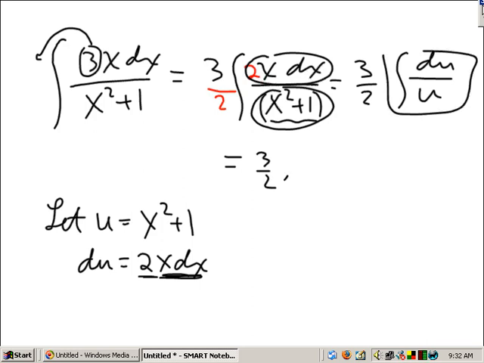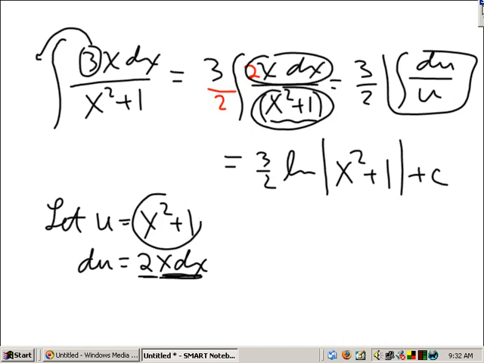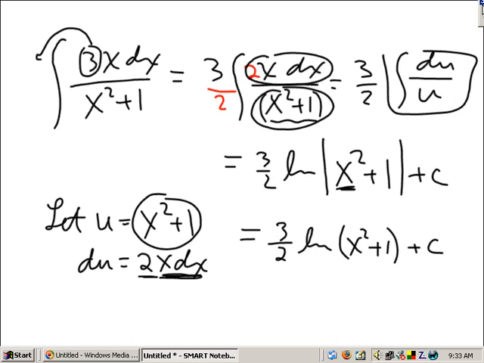But I know that integral. It's ln of the absolute value of u plus c, and u happens to be x squared plus 1. Now, I claim that this is equal to 3 over 2 ln of just x squared plus 1, plus c. No absolute value. And the reason is that x squared is 0 or more. You cannot square a number and get less than 0.